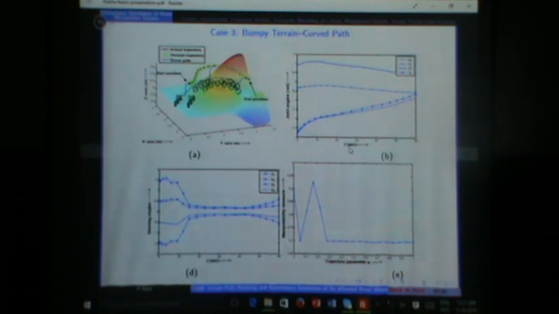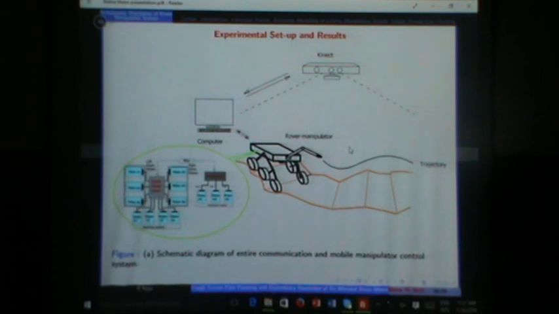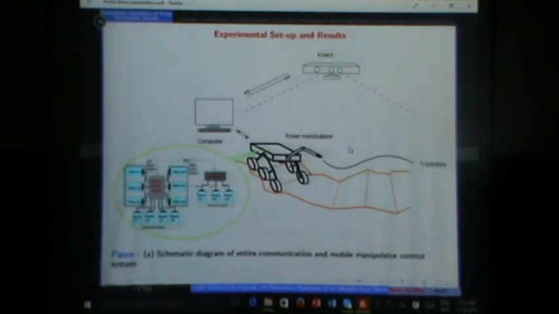This is for a bumpy curved terrain. So all kinds of this has a bump in there, then there is an inclination in here, and you want the end effector to follow this kind of trajectory. So the robot and the manipulator are moving such that it can follow the trajectory and also resolve the redundancy. So these are all different kinds of surfaces that were tried out.